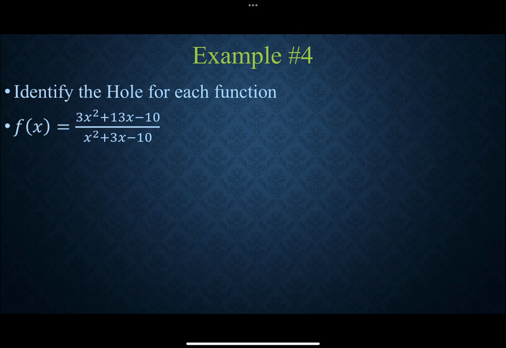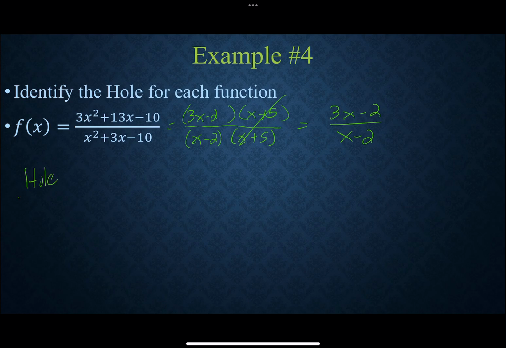Alright, so we have this function right here that we're going to try and factor to find our hole. You'll need to use your AC method of factoring or guessing and checking, kind of your choice here. So we're going to find this top is going to factor as 3x minus 2 and x plus 5. The bottom will be an x minus 2 times x plus 5. So we can clearly see the x plus 5's canceling. It leaves 3x minus 2 over x minus 2 behind.